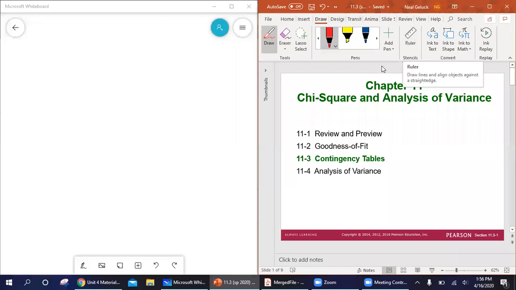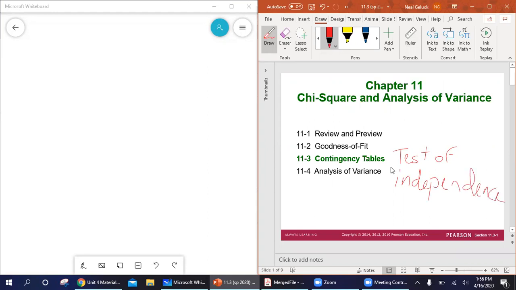Statistics. This is the 11.3 video. These are contingency tables, which, you might want to make note, the test we're going to use is called a test of independence. We're testing if two variables are independent of one another. Do they rely on one another or not? Dependent versus independent.